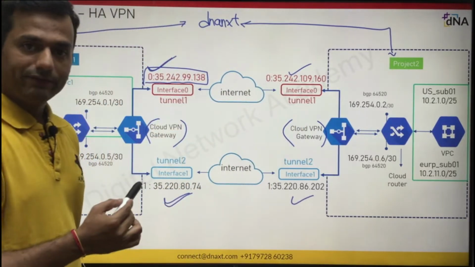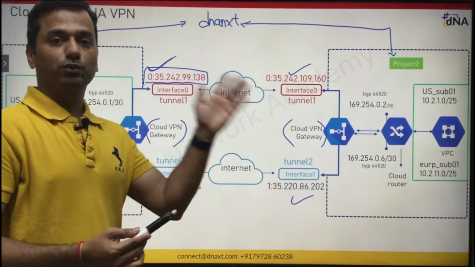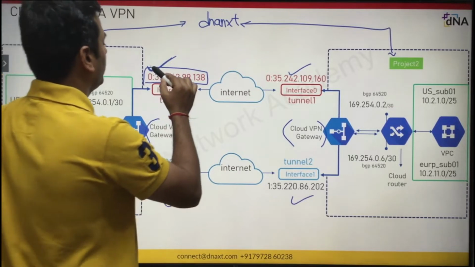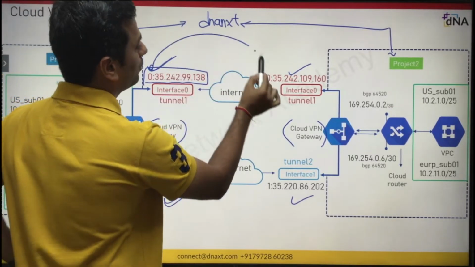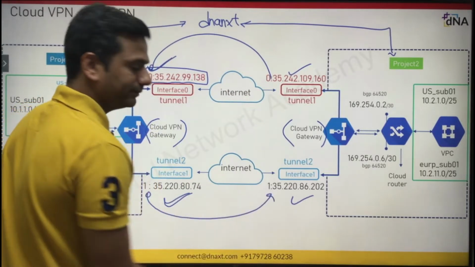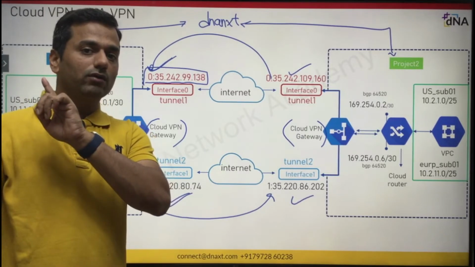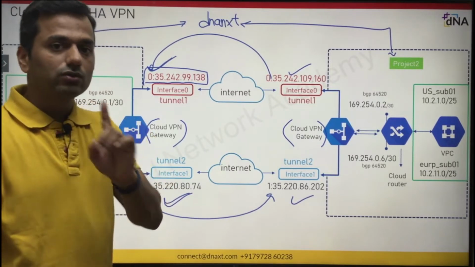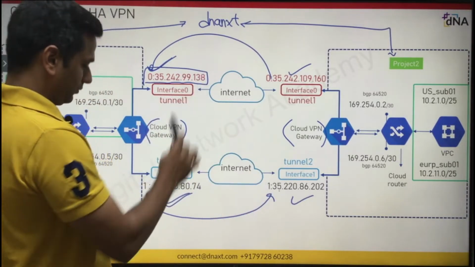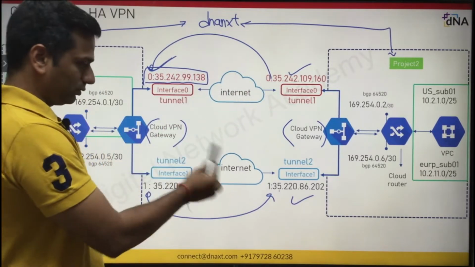By default, whenever GCP builds a tunnel between these two projects as part of the HA VPN configuration, it will build a tunnel from interface 0 to interface 0, and interface 1 to interface 1 only. GCP will not allow you at all to configure a VPN between 0 to 1 or 1 to 0. It will always be 0 to 0, 1 to 1.